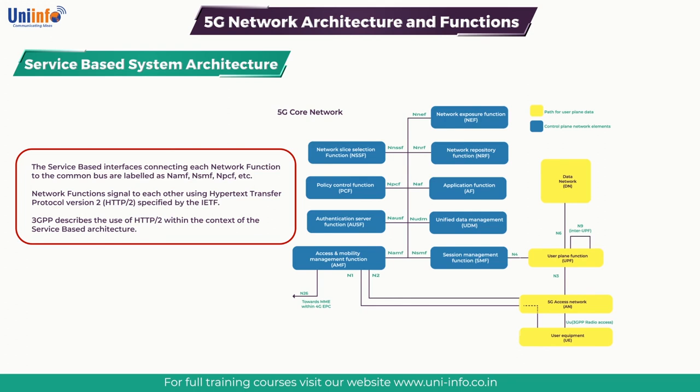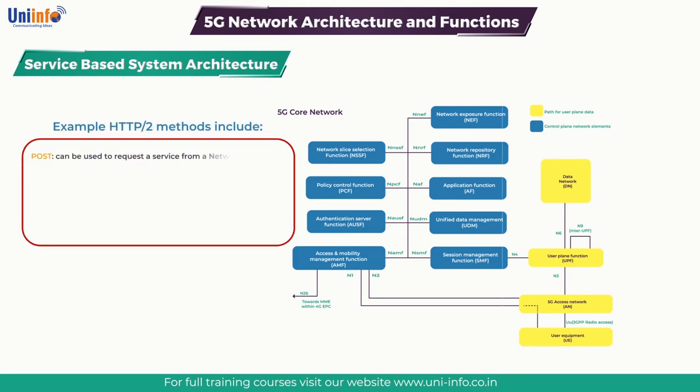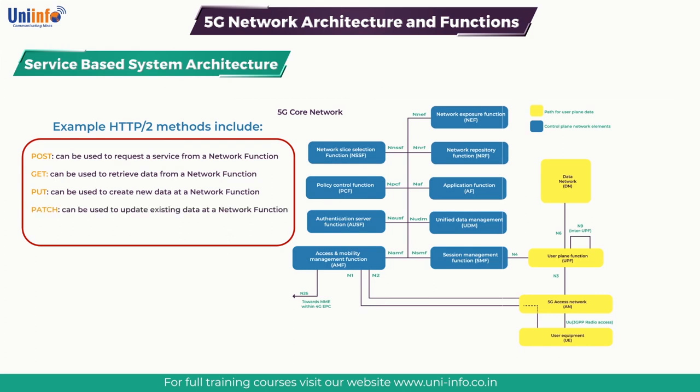For example, HTTP2 methods include POST, which can be used to request a service from a network function. GET can be used to retrieve data from the network function. PUT can be used to create new data at a network function. PATCH can be used to update existing data at a network function. DELETE can be used to delete data at a network function.